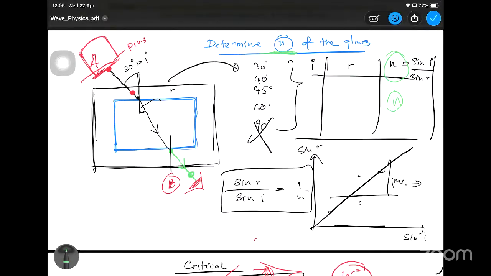Even if we only worked with the angle of 30, still you will be getting the n value. If you do it for 40, still you are getting something similar to the previously calculated n value.